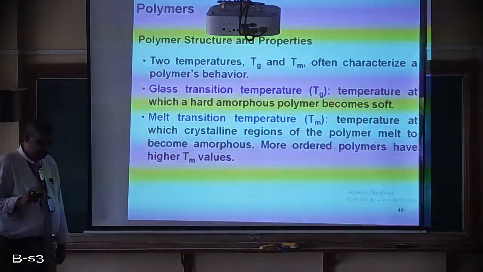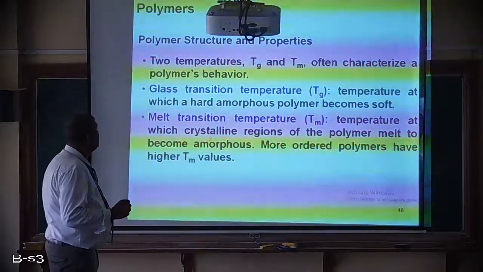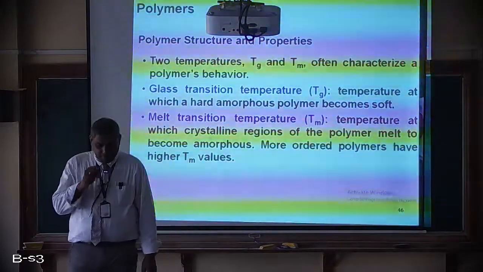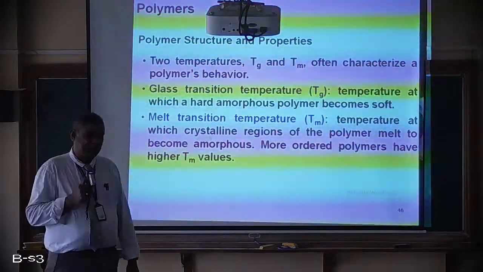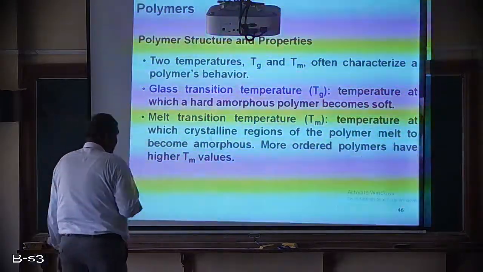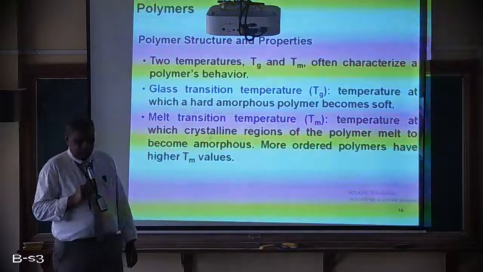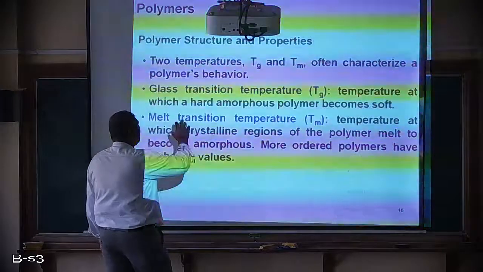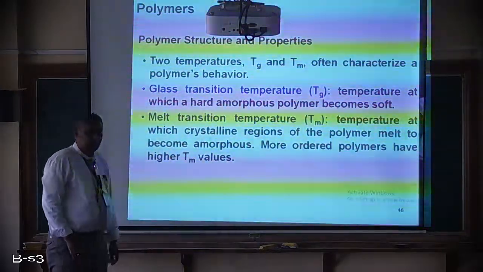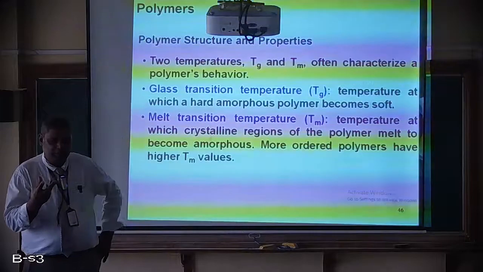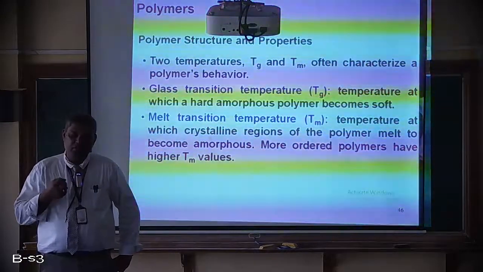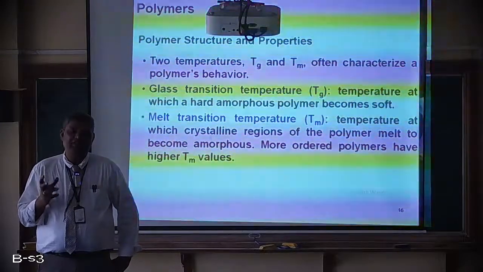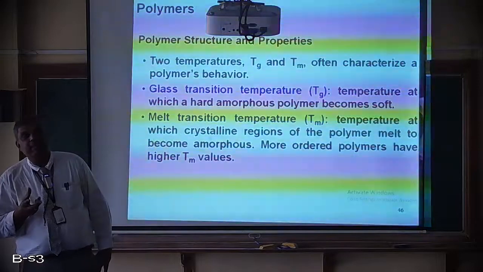In polymers, there are two things which are important, that is the glass transition temperature and the melt transition temperature. The glass transition temperature decides the majority of the properties of a polymer. The glass transition temperature is the temperature at which the hard amorphous material becomes soft. It means when you take the polymer and start heating, it absorbs some quantity of heat without changing its properties, its dimensions, or its shape and size.